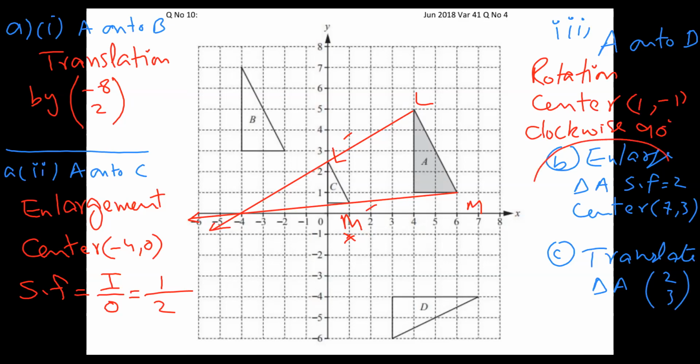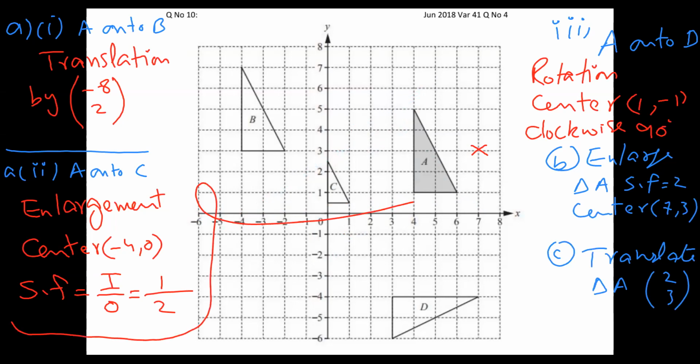Let's start the B part. It says enlarge triangle A. Which triangle A? This triangle A, okay, with scale factor 2 and center 7, 3. Where is 7, 3? So let's try to find 7, 3. X is 7 and Y is 3, somewhere here. So let's see now how we can do the enlargement. First of all, I erase these lines because these points are disturbing to me. Because this is not compulsory to show the examiner. If you write this data directly without drawing any lines, no issue at all.